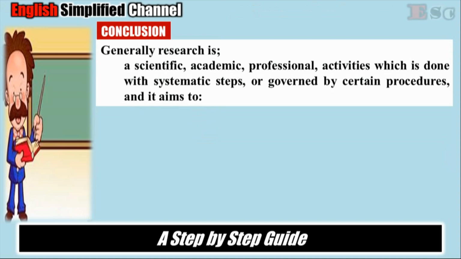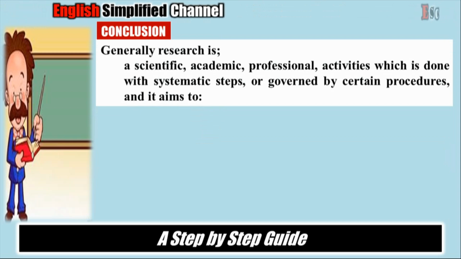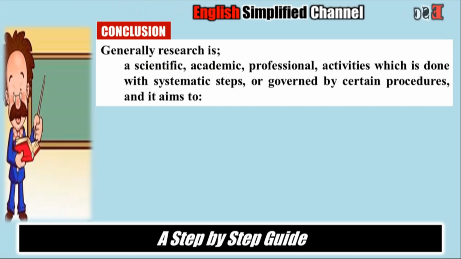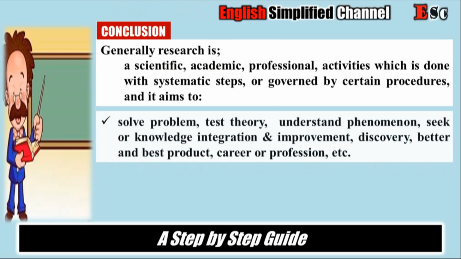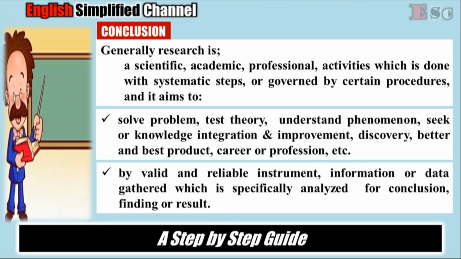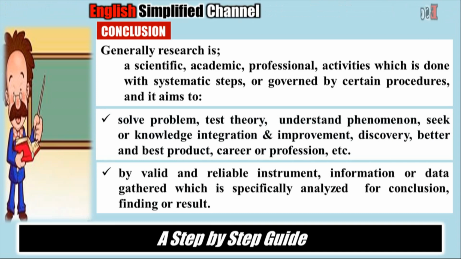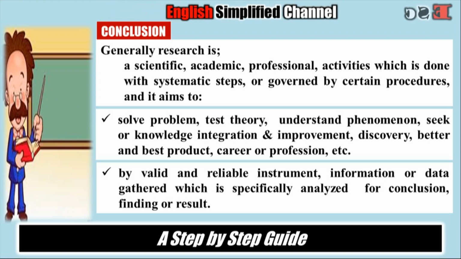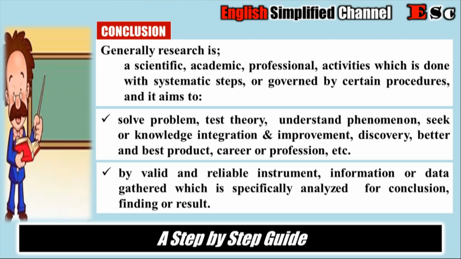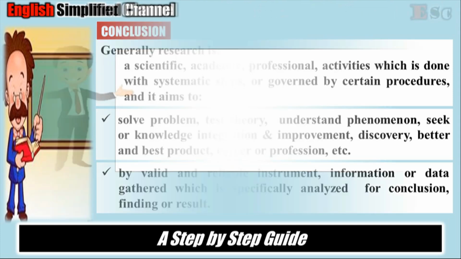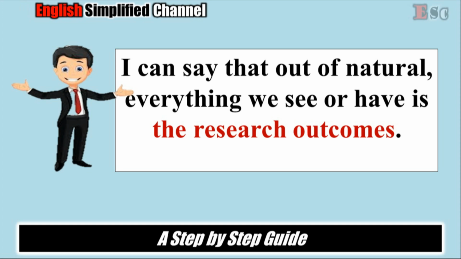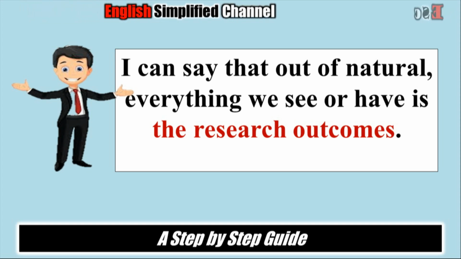Now let's draw the conclusion based on the definitions or statements. Generally, research is a scientific, academic, professional activity which is done with systematic steps, or governed by certain procedures, and it aims to solve problems, test theory, understand phenomena, seek knowledge integration and improvement, discovery, better and best products, career or profession, etc. In which, it is done by valid and reliable instruments, and information or data gathered is specifically analyzed for conclusion, finding or result. I can say that out of nature, everything we see or have is the research outcome.